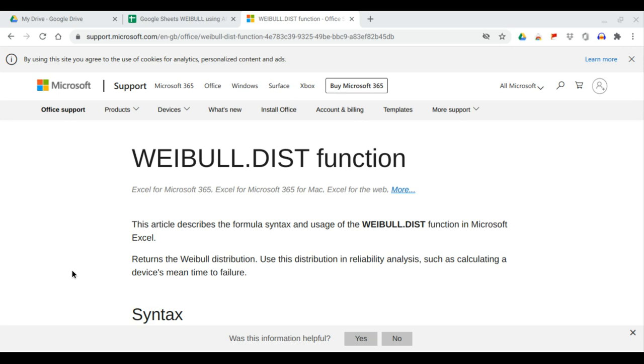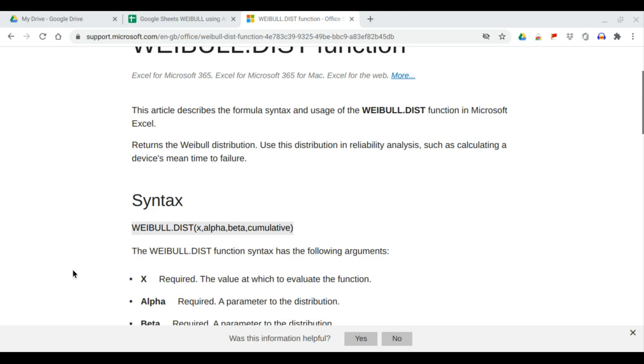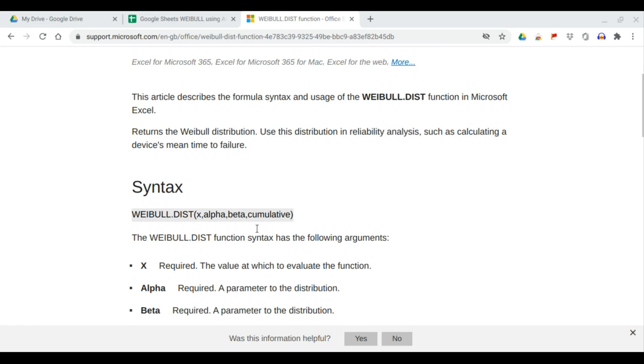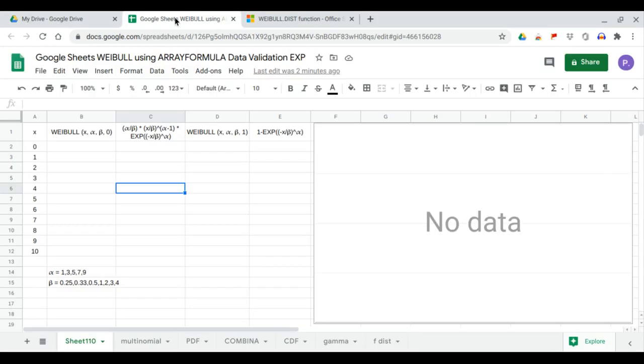The Weibull distribution function. The Weibull distribution function is used in reliability analysis, such as calculating a device's mean time to failure. The syntax is WEIBULL of x, comma alpha, comma beta, comma cumulative.